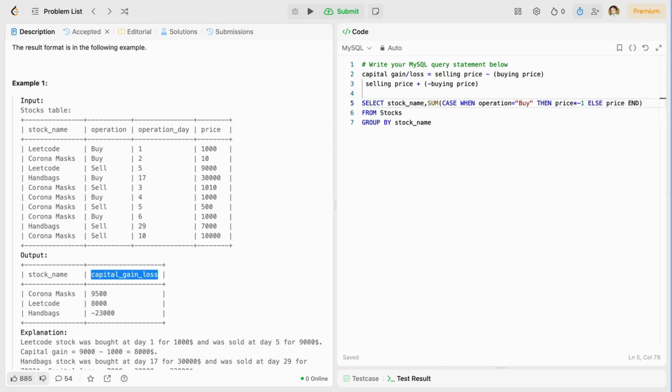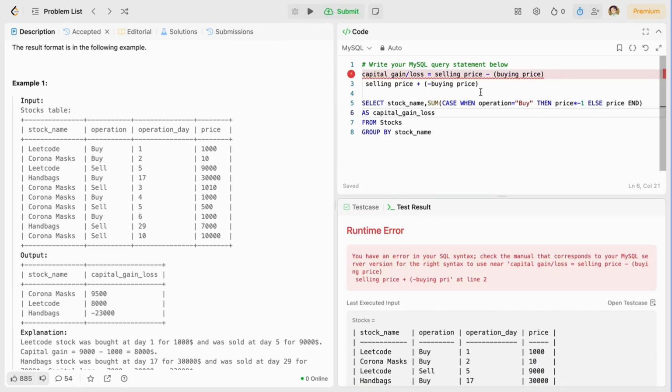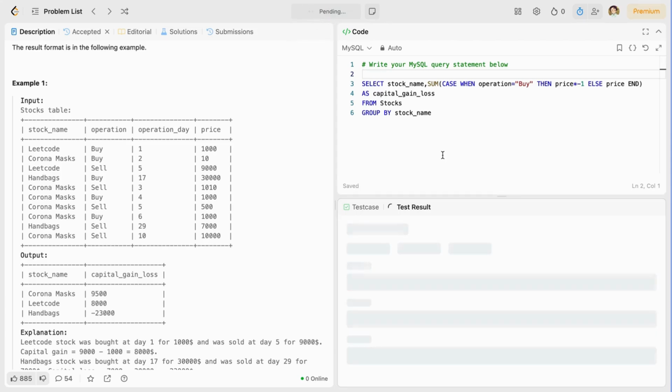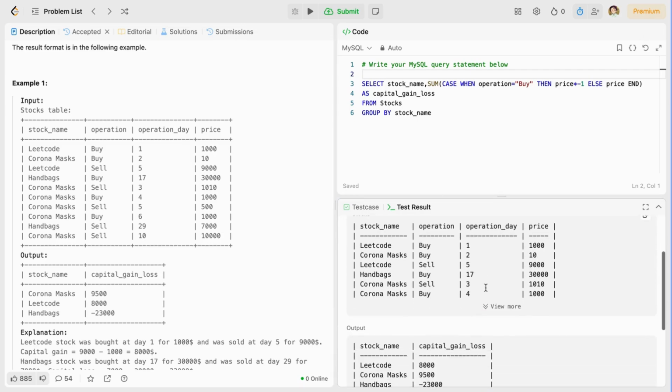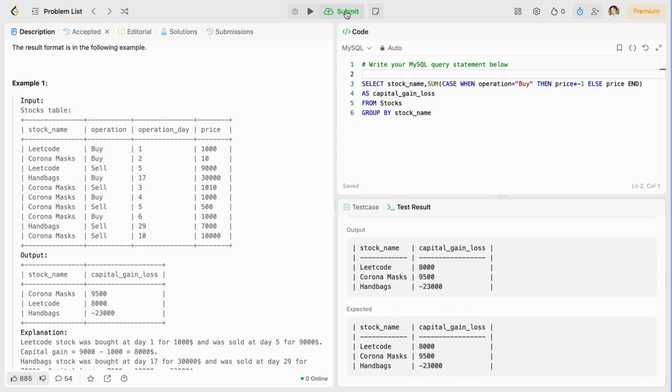So let me copy it down. Here I am going to alias it as capital_gain_loss. So let me run the code and show it to you whether it runs properly or not. Okay, I have to remove this because it considers this even as code. Okay, I removed it. Now let me run it and see. Yeah, it works perfectly fine, and they have considered the same example. We have got the same output as the expected output. So let me submit it and show it to you.